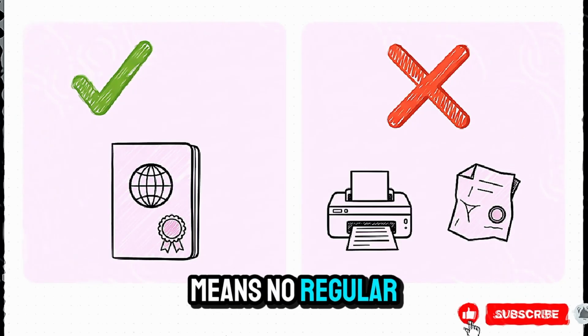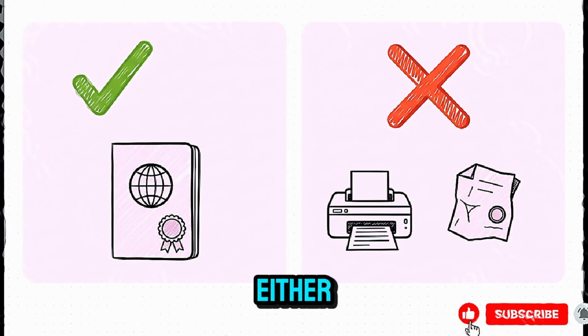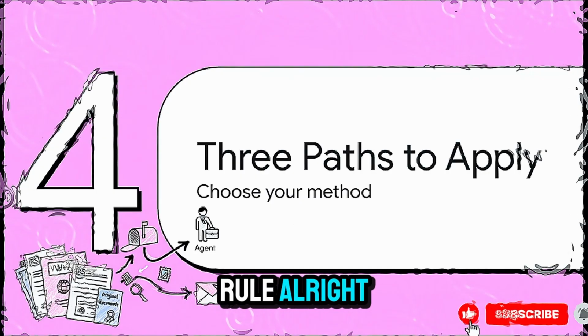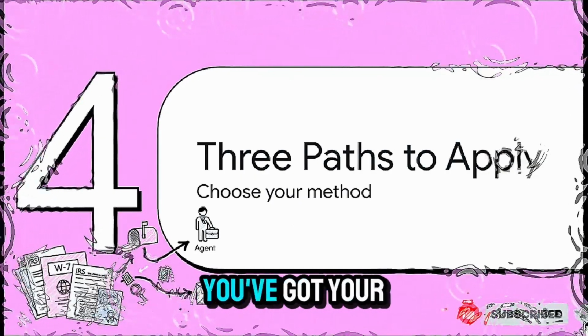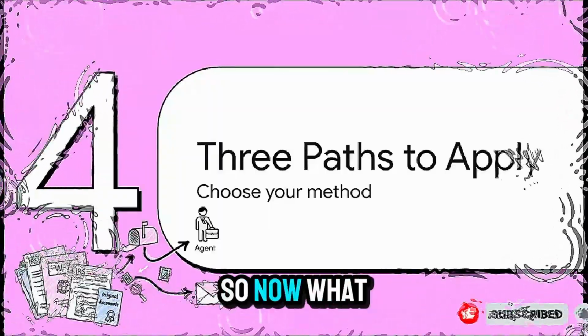That means no regular photocopies, and this is a big one, no notarized copies either. A notary stamp doesn't count here. This is a hard and fast rule. All right, so you've got your Form W-7, you've got your tax return, and you've got your original documents ready to go. So, now what?